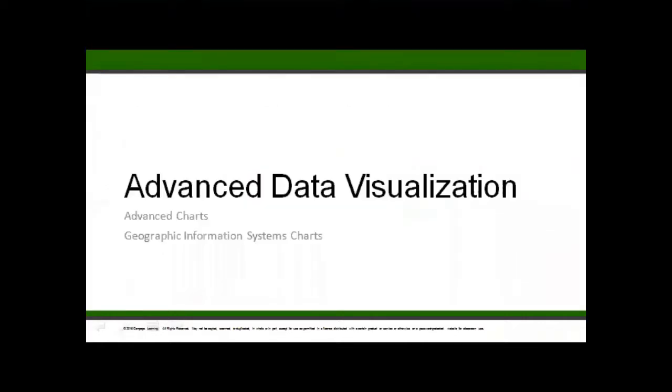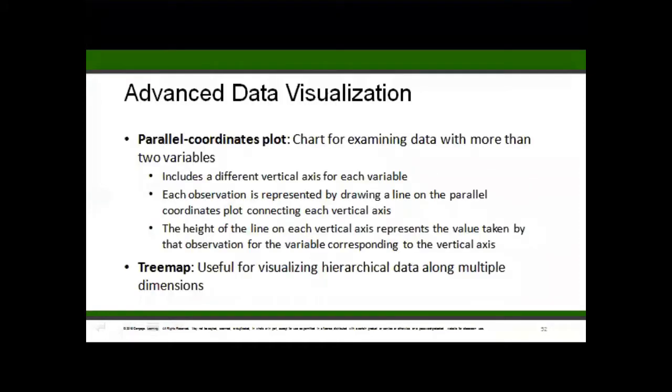Advanced data visualization using advanced charts and geographic information systems charts, or GIS. Parallel coordinates plots are charts used for examining data with more than two variables. It includes a different vertical axis for each variable. Each observation is represented by drawing a line on the parallel coordinates plot connecting each vertical axis.